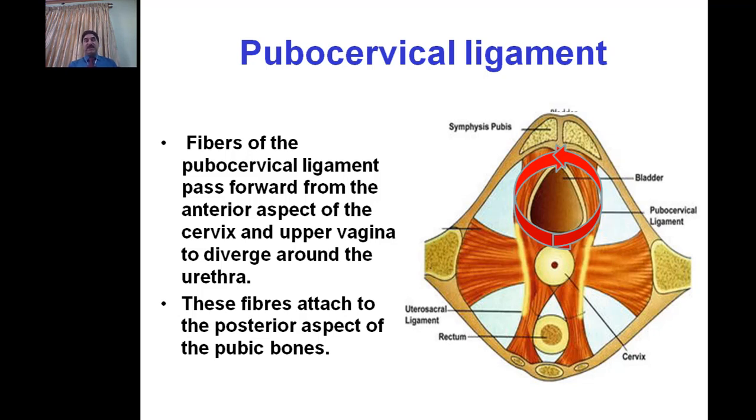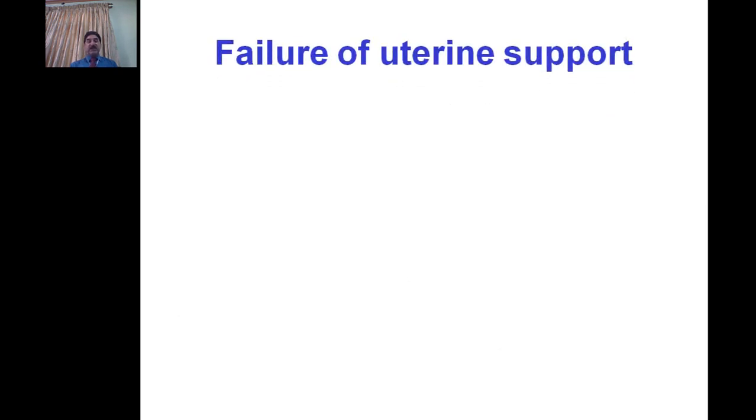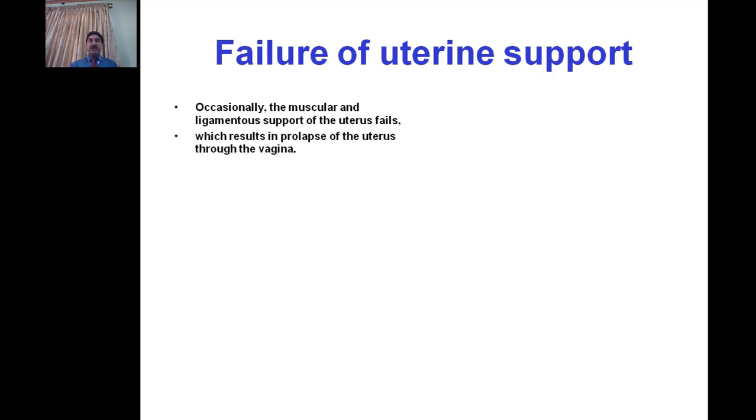Failure of uterine support. Now, as already said, the primary supports of the uterus are the pelvic diaphragm and also various true ligaments attached to it. Occasionally the musculature and ligament support of the uterus fails, which results in prolapse. Let me ask you a question. What is the prolapse of uterus and what are the underlying anatomical causes for prolapse of the uterus?